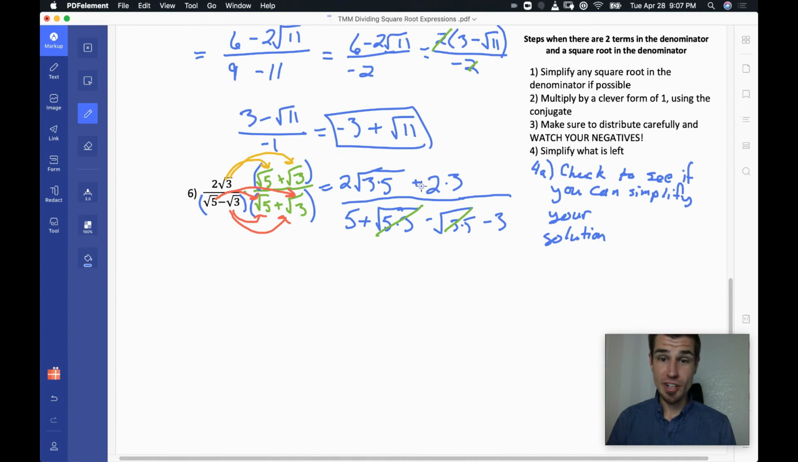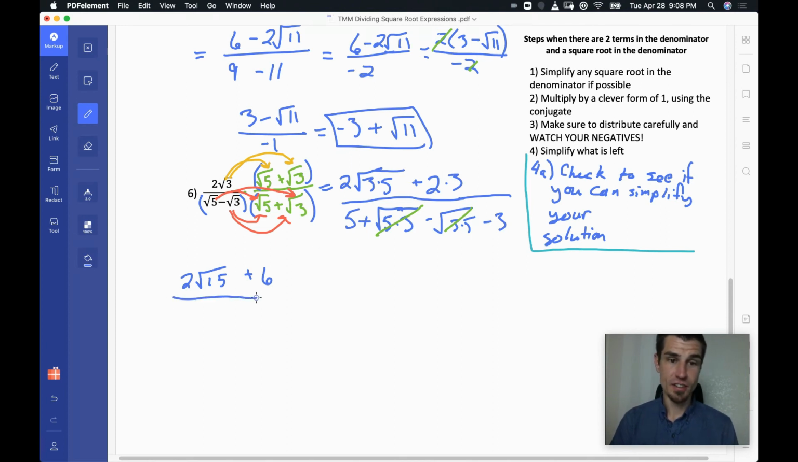So in our numerator, we want to go ahead and simplify. We can't simplify anything there. 3 times 5, there's no extra factor that will give us a perfect square factor. So the top will just be 2 square root of 15 plus 6, because we have 2 times 3, that's 6, all divided by, these canceled like we talked about, but we still have the 5 and the minus 3, so that's going to give us a 2. 5 minus 3 is 2.